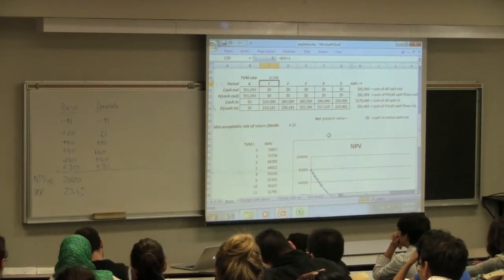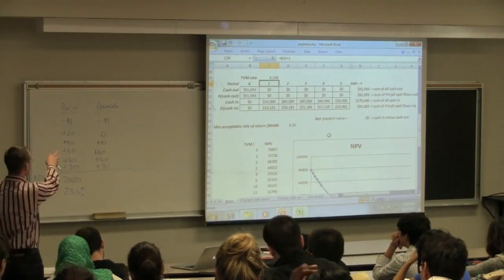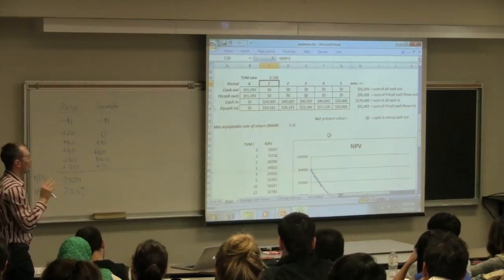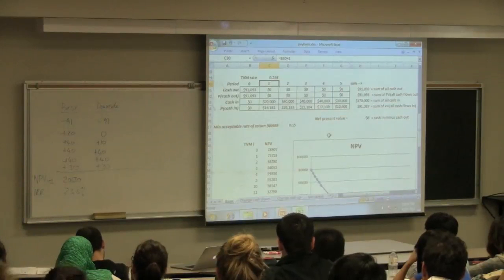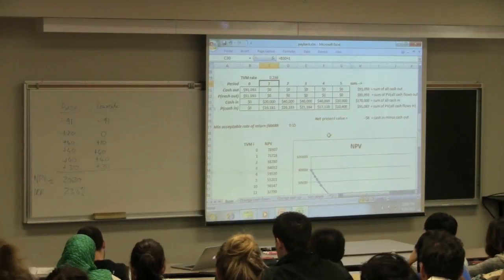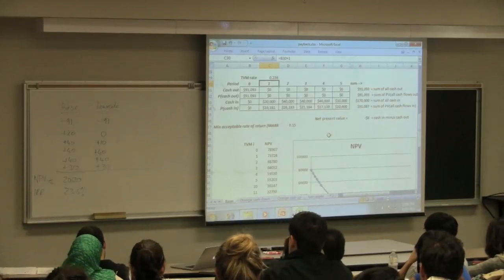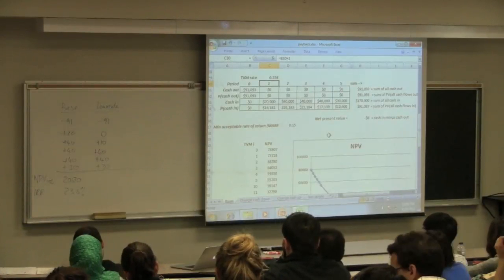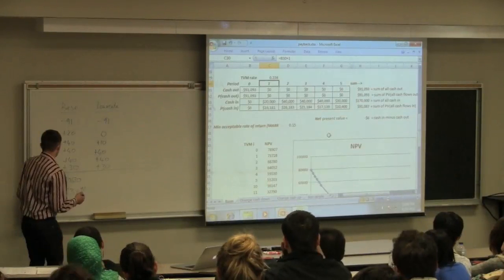You're getting less money back from this project. All your costs are the same. Your income's the same, actually, in years 3, 4, and 5. Years 1 and 2, you're getting lower income, so your rate of return has to be lower. Okay? Intuitively, you must feel that. Your internal rate of return is going to be lower.